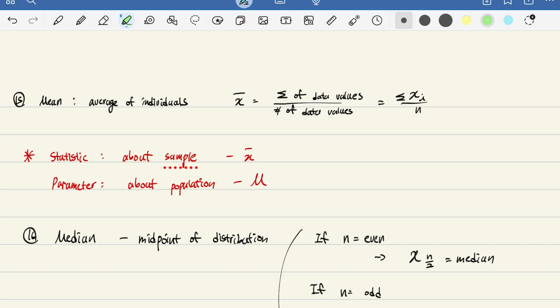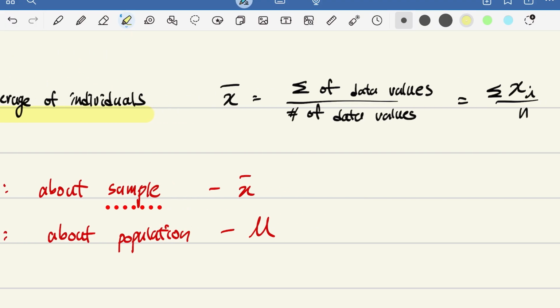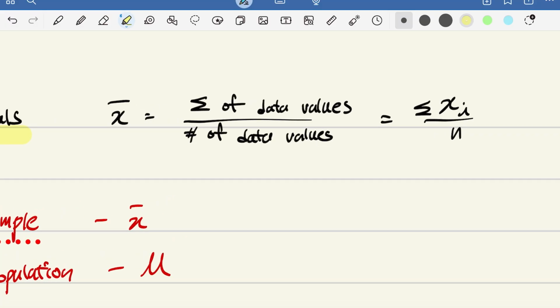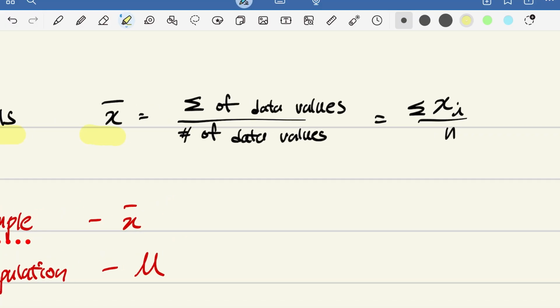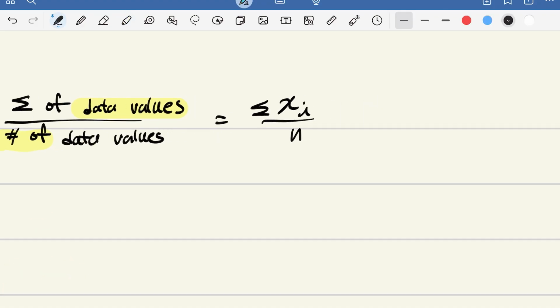Now let's move on to the very fundamentals of statistics. The very first one would be the mean, the average of individuals. Mean is often represented as x-bar, and we calculate it by the sum of data values divided by the number of data values. In our equation, it's represented as sigma x_i, which means x1 plus x2 plus dot dot dot, divided by n.